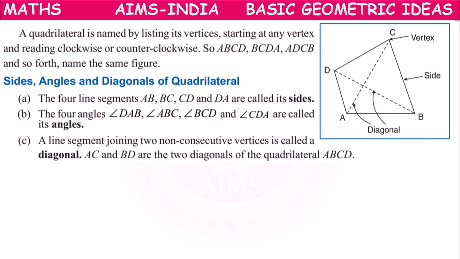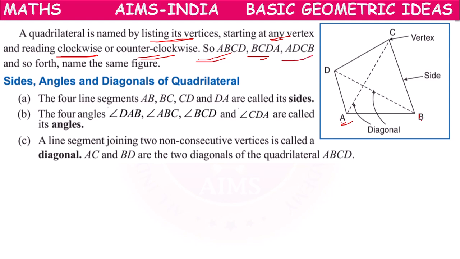So next. A quadrilateral is named by listing its vertices, starting at any vertex and reading clockwise or counterclockwise. Suppose this quadrilateral is there. If we start from A, we can name it ABCD. If we start from B, we can name it BCDA. Or if we start from A in the other direction, we can name it ADCB.